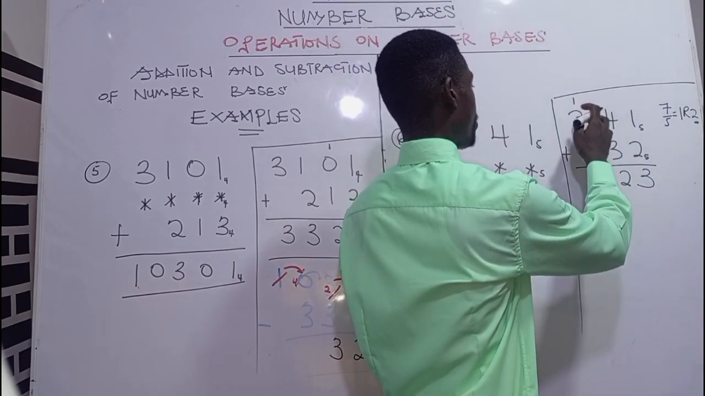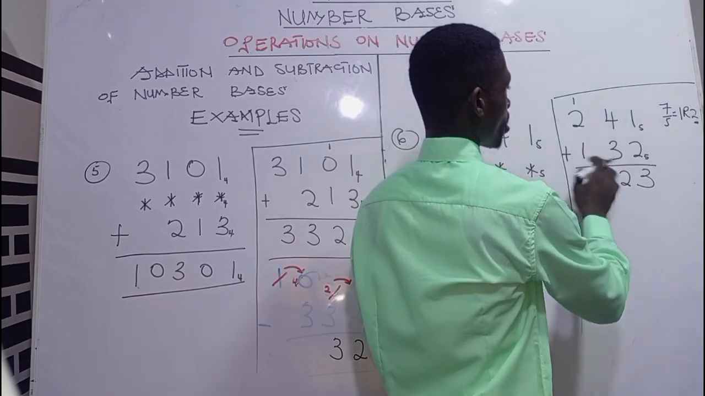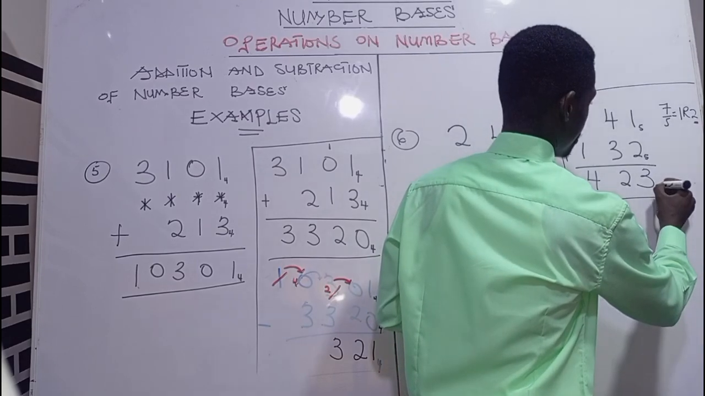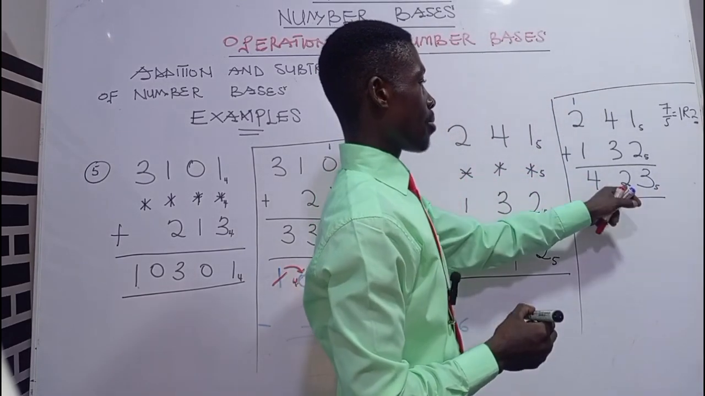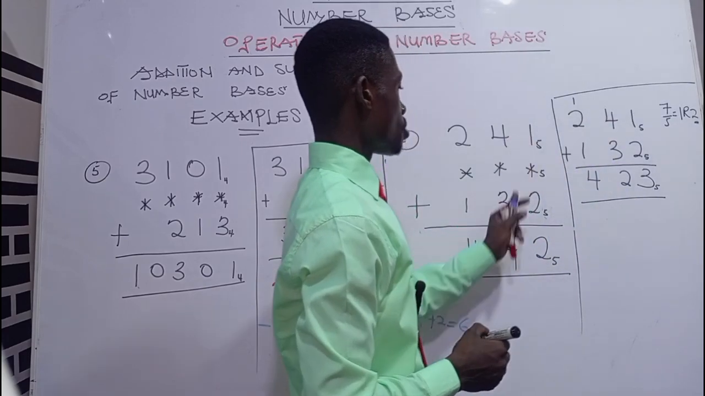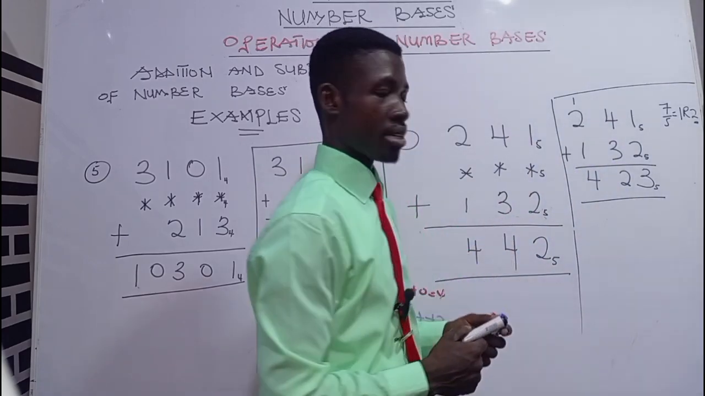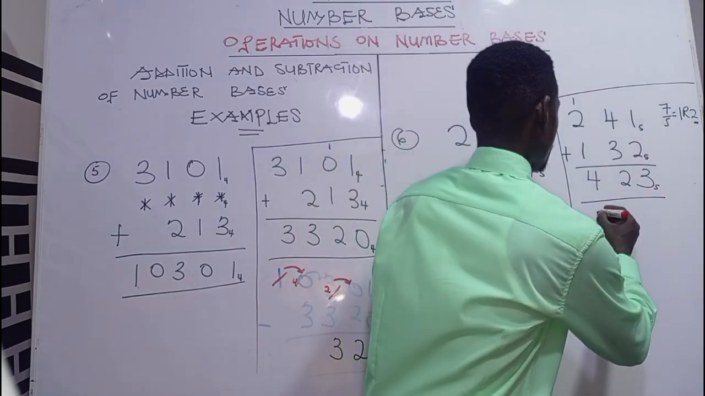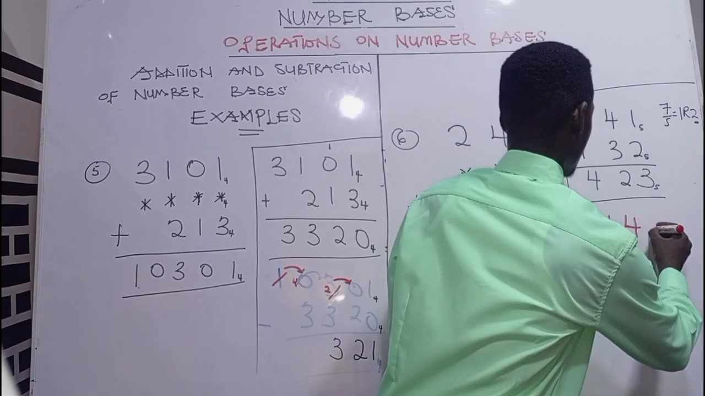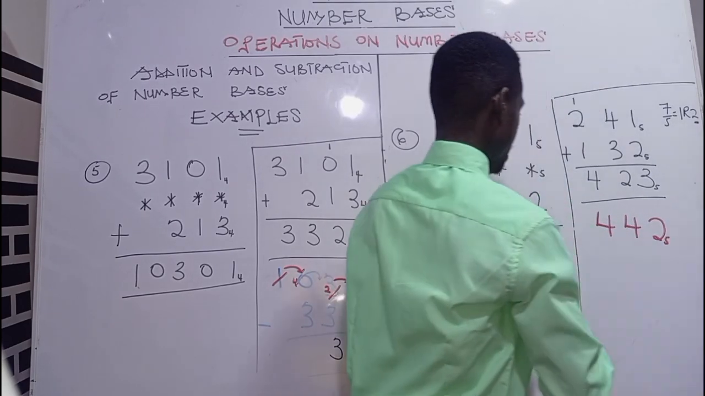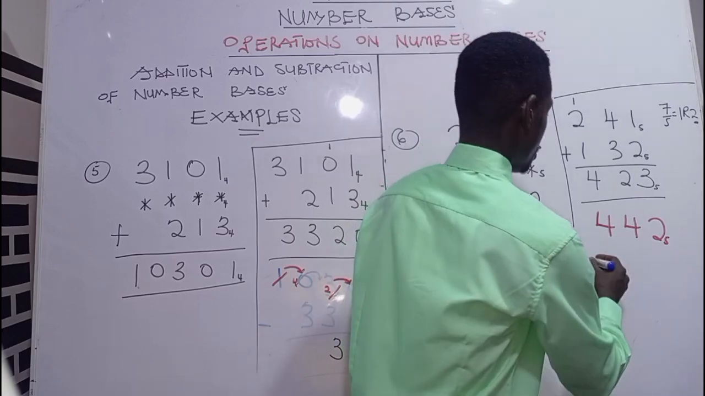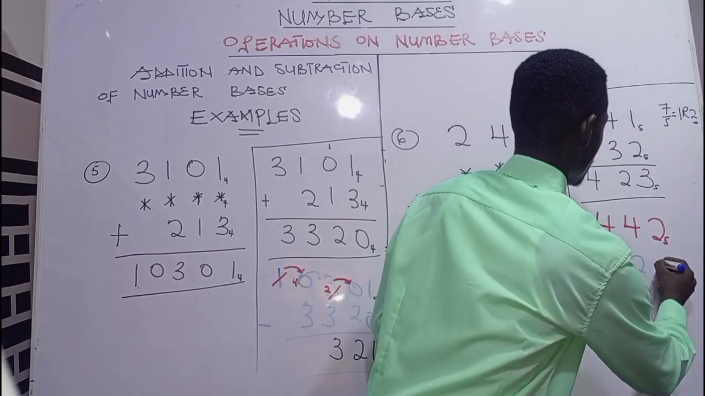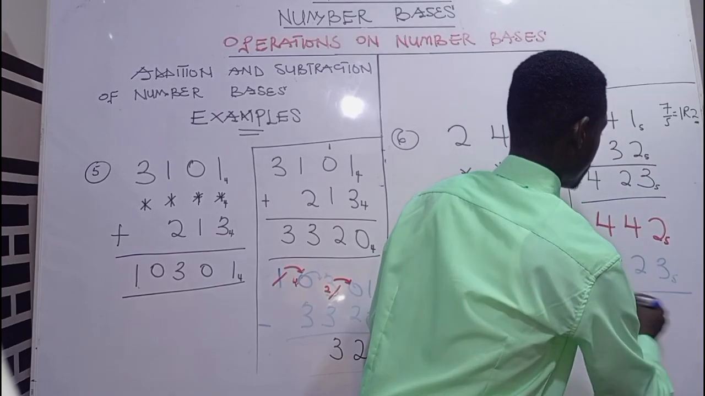1 plus 2, 3. 3 plus 1, 4. We are working in base 5, so 4 is less than that. We can write it. So the result that we have gotten after summing these two numbers together, we subtract it from this number. Is that clear? Good. So we are going to get 4, 4, 2 base 5 minus 4, 2, 3 base 5.